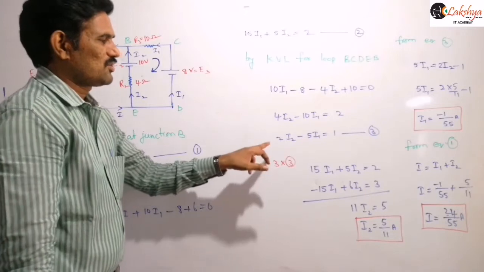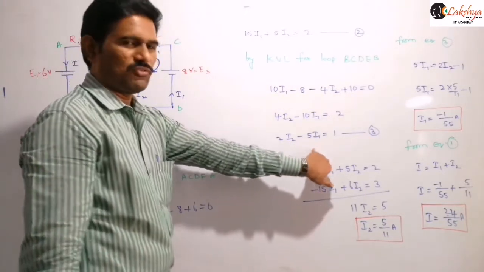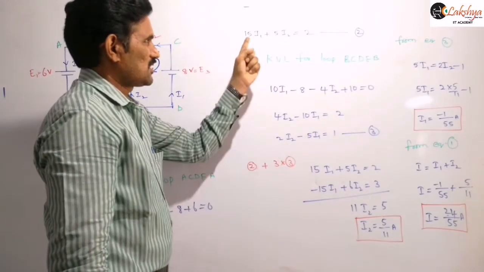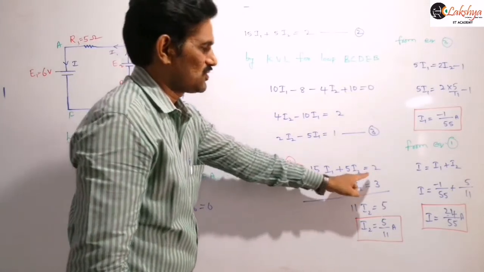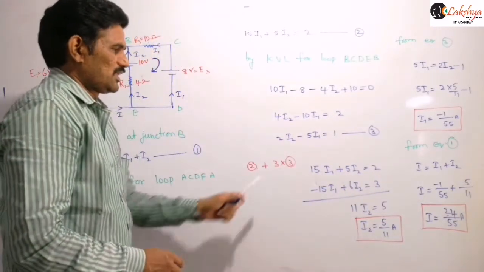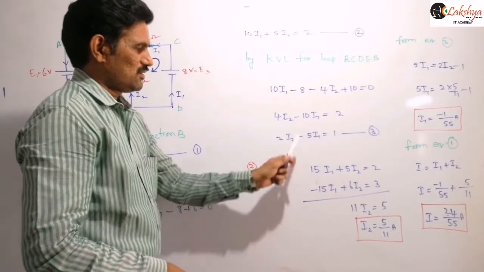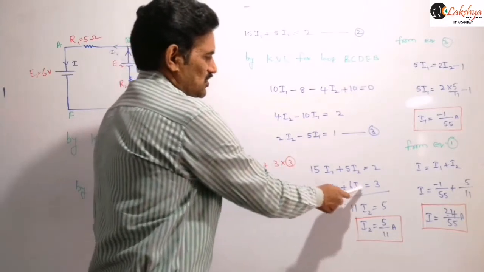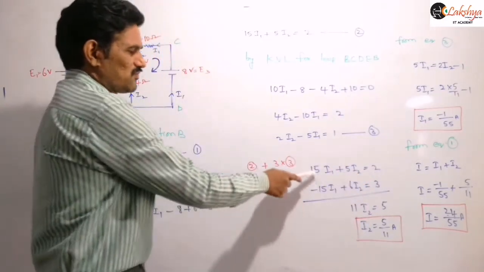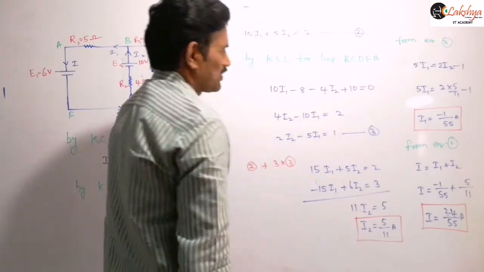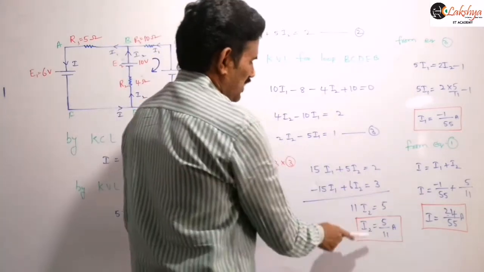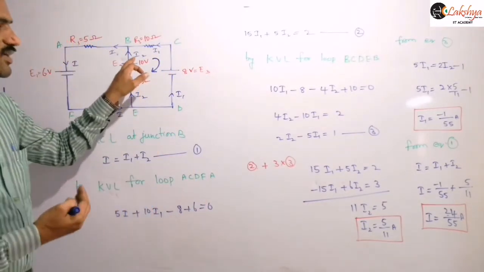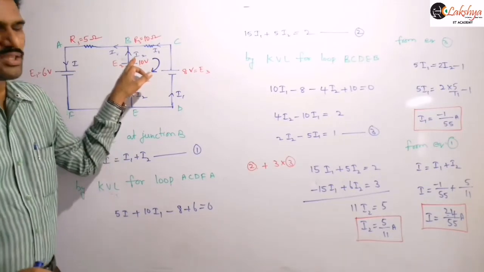So simply what I am doing is multiplying this equation by 3 and adding it to this equation here. The second equation is 15I1 + 5I2 = 2, and then the other equation we are multiplying by 3. So here in the first row I am writing -15I1 + 6I2 = 3. And just by simplifying this, we will get the I2 value as 5/11 amperes. We are getting a positive value for I2, and a positive value means the direction we assumed for I2 is correct. So actually current is flowing in that direction only.